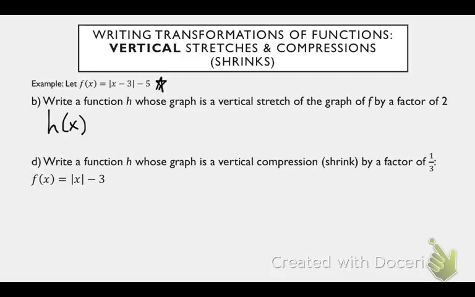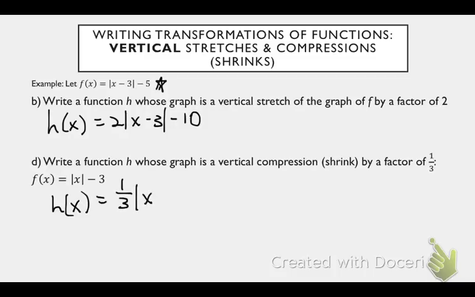So vertical stretch by a factor of 2. So we're going to multiply both parts. And we'll multiply the -5. So that'll end up being -10. Alright, and then for D, we want a graph that is a vertical compression by a third. So each part of that absolute value function gets multiplied by a third, but since it's vertical, it goes on the outside of the absolute value, and then 1/3 times 3 is 1.